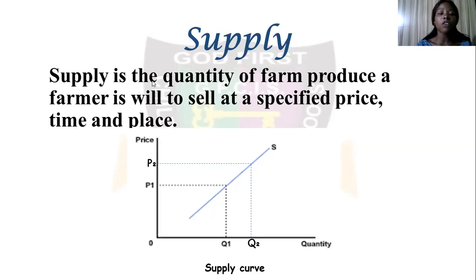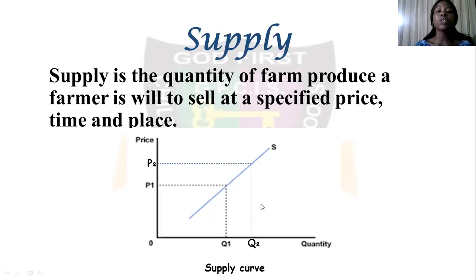Let's look at the curve. You see the curve. As price increases from P1 to P2, the quantity supplied also increases from Q1 to Q2. So this is known as a supply curve. Hope we are getting that.